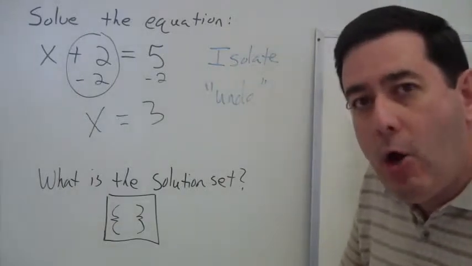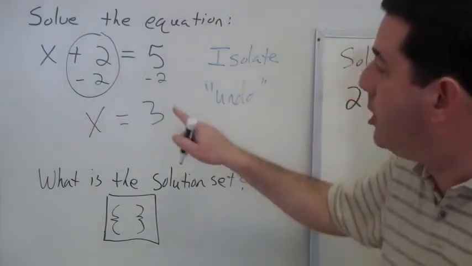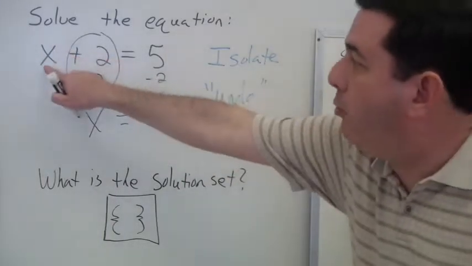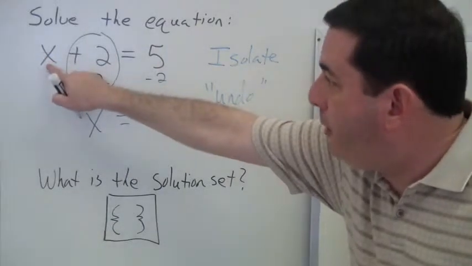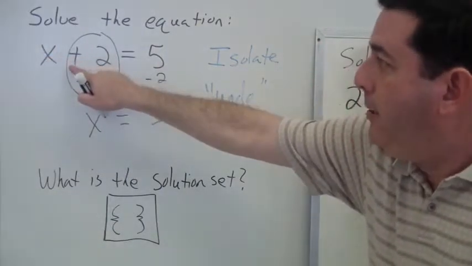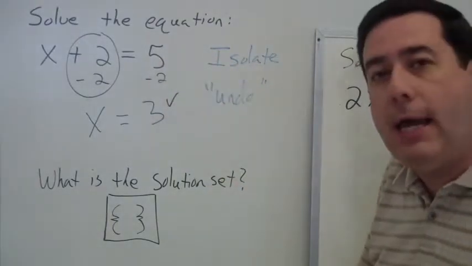Now, if we want to know if this is truly a solution, we can check this answer by taking it and putting it in the original equation to see if it's a true statement. If we put 3 in for x, 3 plus 2 is 5, so this answer is correct.